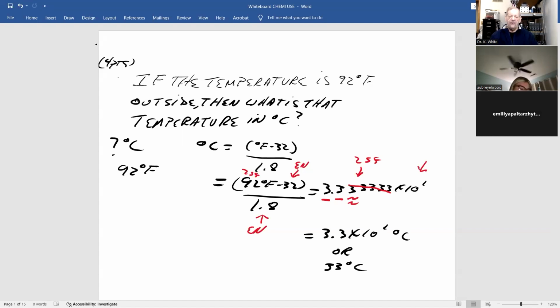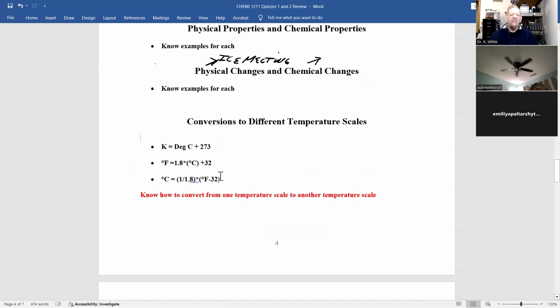Either one would be correct. So remember, the numbers in these formulas are exact numbers. And the only thing that plays a role in the significant figures is the temperature that you're starting with.